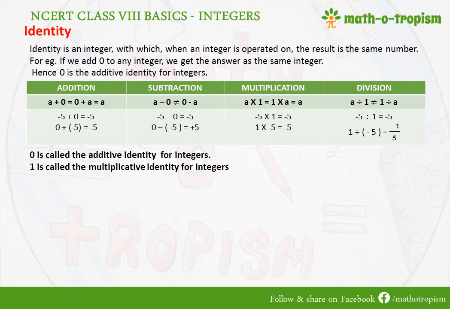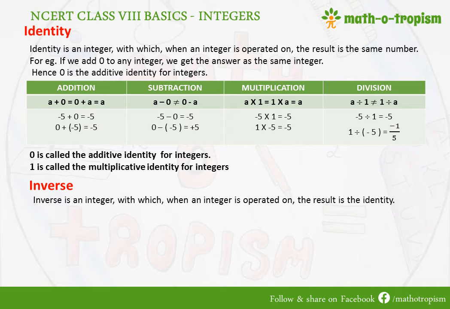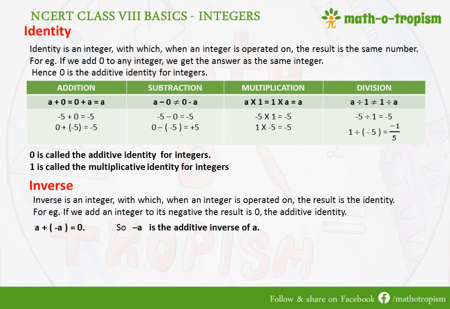When we talk about inverse, it is nothing but, given an integer, we are going to add or multiply an integer in such a way that the answer should be the identity. So for example, if a is an integer and we need to get 0, it means we need to add minus a to that. So minus a is called the additive inverse of a. And how do we get that? We get it by multiplying the integer with minus 1.